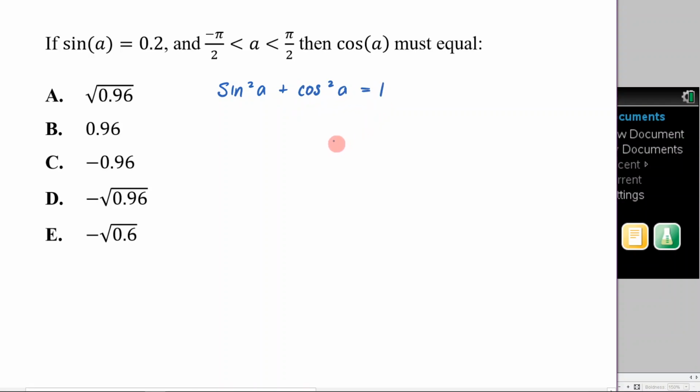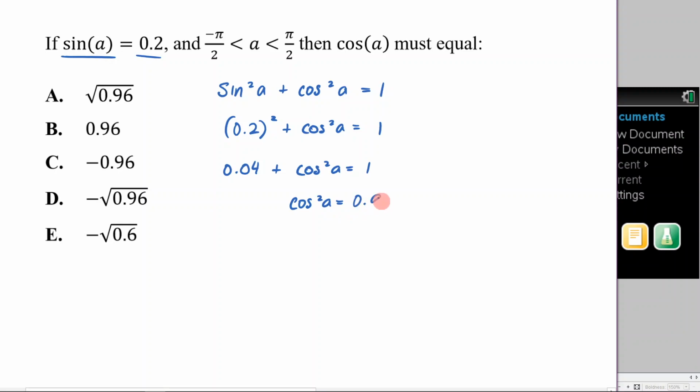Okay, having now written that out, let's now sub in the values that we know. So we're told that sine of a is equal to 0.2. So that means I can come here and say 0.2 squared plus cos squared a equals 1. 0.2 squared will be 0.04 plus cos squared a is equal to 1. I now am going to subtract 0.04 from both sides. So I'm going to end up with cos squared of a is equal to 0.96.